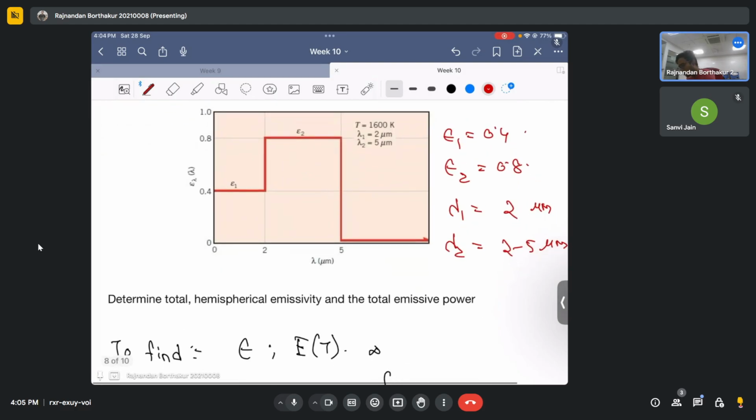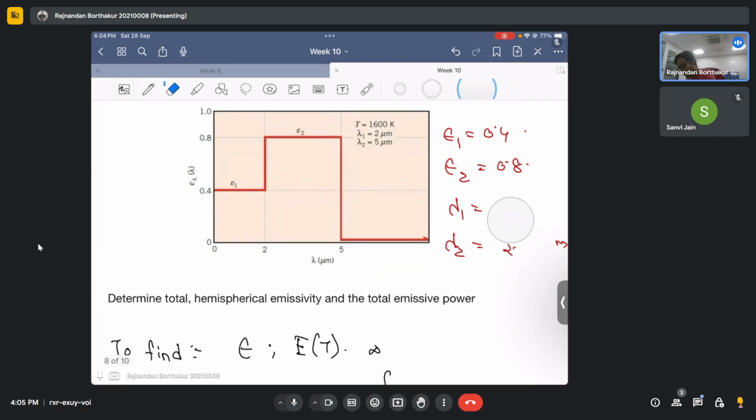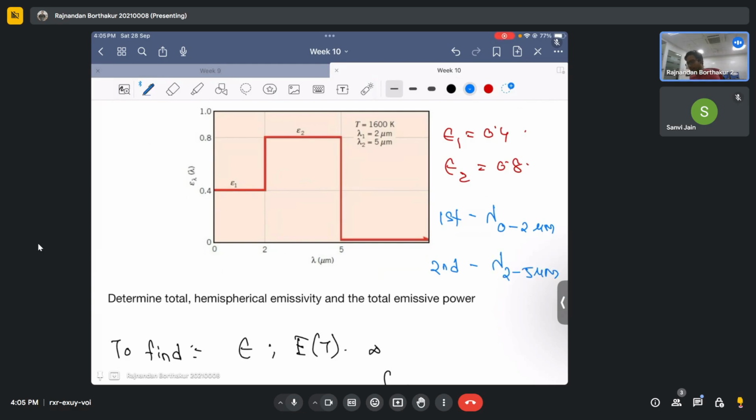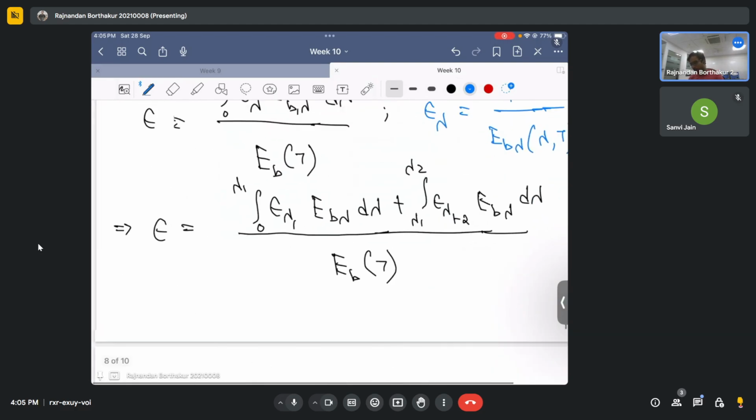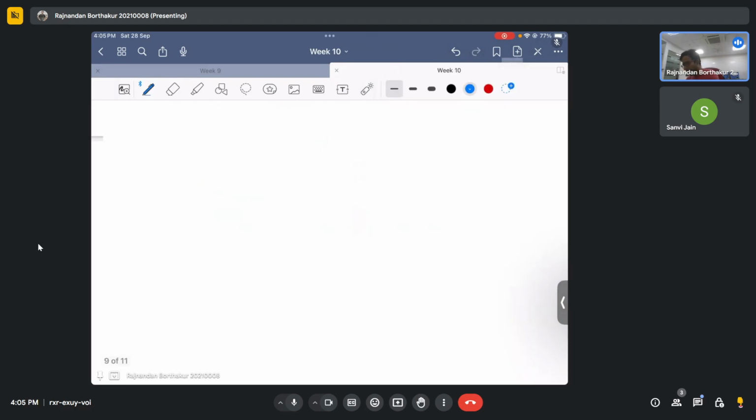Or I should write, it's not good to write in this manner. I should write it as, so my first zone is wavelength ranging from 0 to 2 micrometer, and my second zone is wavelength ranging from 2 to 5 micrometer. I think that is the correct way of representing it. All right. So we'll simplify this and let's see what we get.